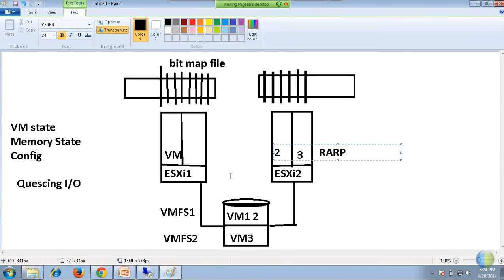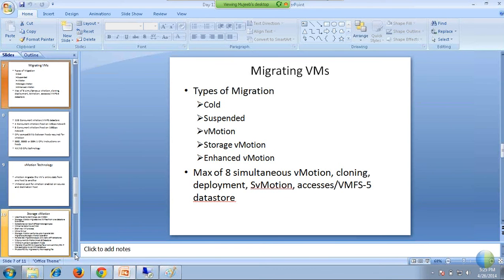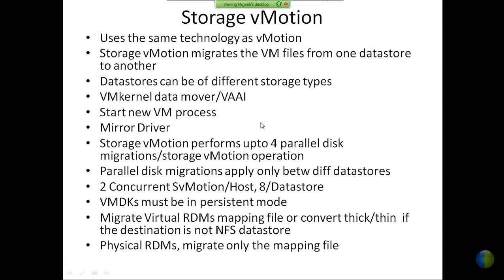And now let us try to understand storage vMotion. Guys, storage vMotion also uses a similar kind of technology as vMotion. However, in storage vMotion, what exactly are we doing? We are not migrating the virtual machine from one host to another host, but we are migrating the virtual machine's files, which are stored in a folder, from one data store to another data store. That means that entire folder is getting migrated from one data store to another data store, and that too while my virtual machine is running. It is in running state, and I'm migrating the virtual machine's files from one data store to another data store.